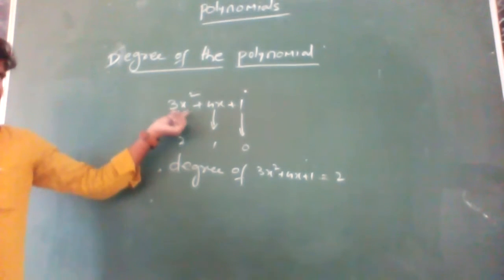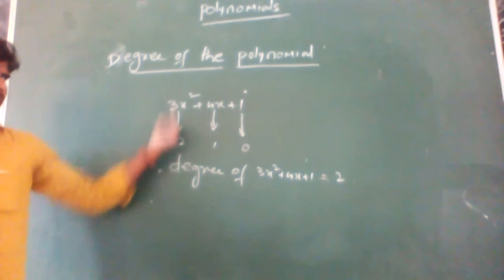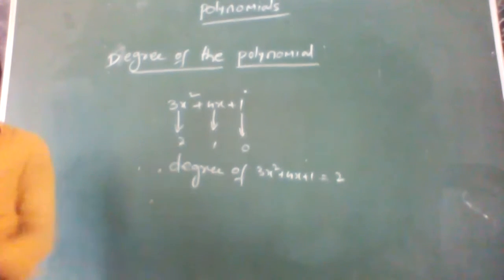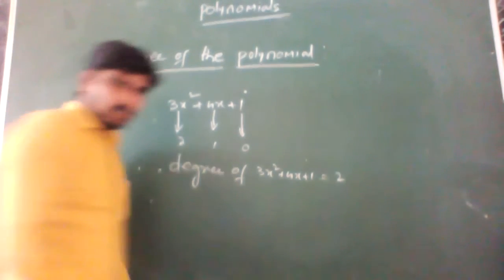So first we count the individual degree of the terms. Then after, whichever is the highest one, that we take as the degree of that polynomial. Okay. Any doubts? We take one more example.